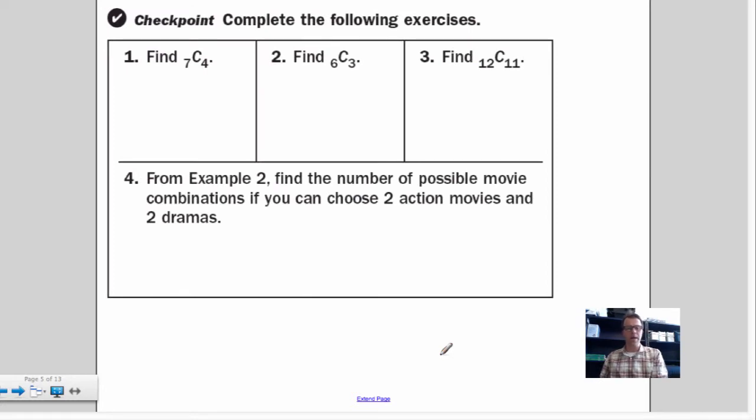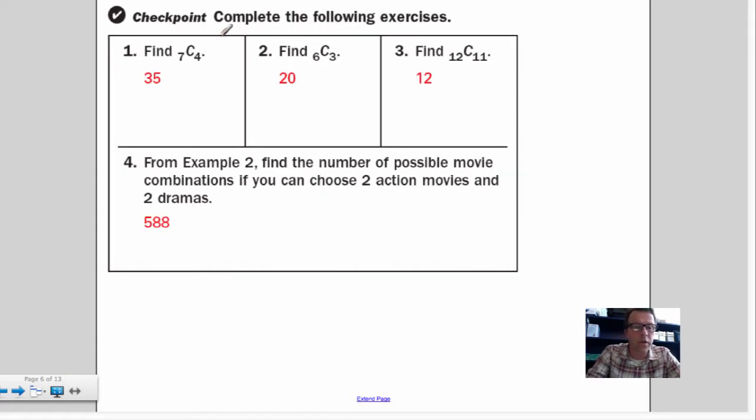So if you want to maybe try 1 on the calculator if you don't mind, just find that calculator button. But I would definitely try this example, right? So find the number of possible movie combinations if you choose 2 action movies and 2 drama. And here come your answers.